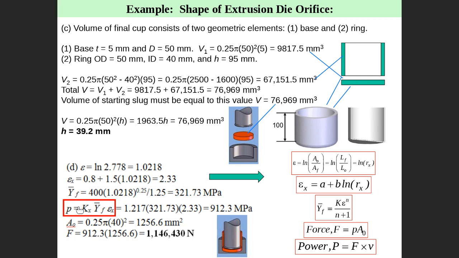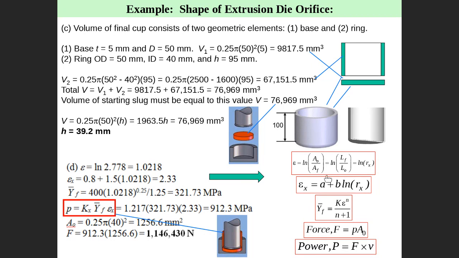This is indirect. The pressure in the case of indirect extrusion equals Kx, Y bar flow, epsilon X. This is the pressure equation in the case of indirect extrusion. Kx we already obtained in the last slide. So we know Kx. We need to obtain Y bar flow and epsilon X. Y bar flow equals K epsilon^n divided by n plus 1, and epsilon X equals a plus b ln Rx. Rx we already obtained in the first slide.